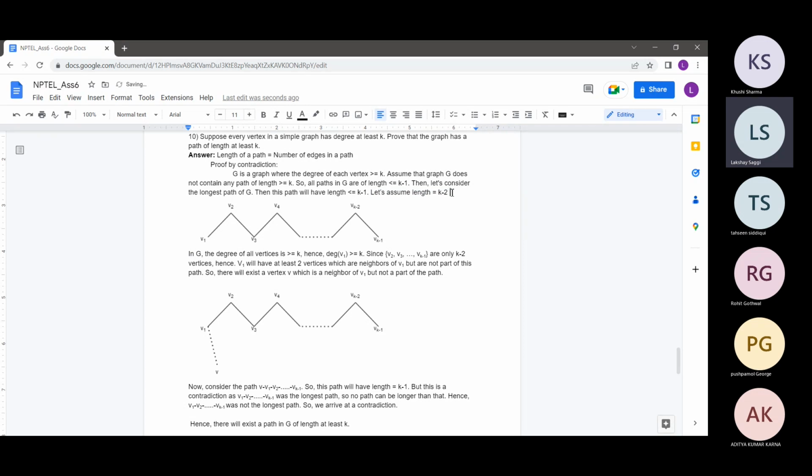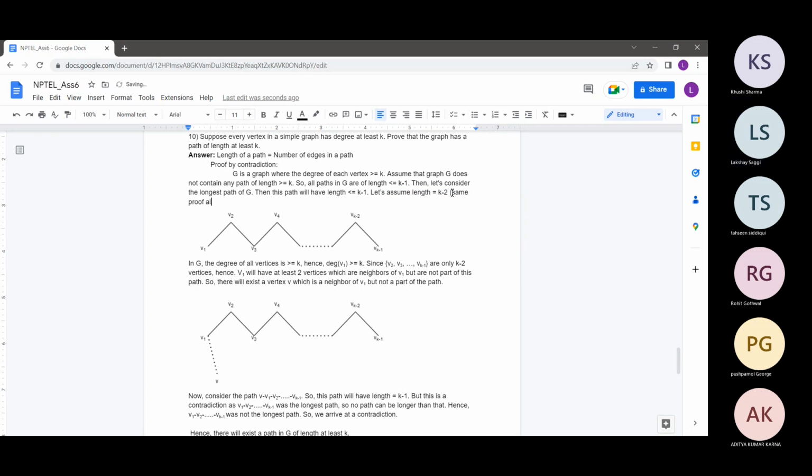The same proof also works if we take length equal to k minus 1. I would say it is homework for you guys. All paths will have length less than or equal to k minus 1, so length can be k minus 1 or k minus 2 or anything. I took k minus 2 and proved it for this. If I take k minus 1, the same proof will work, but I'll leave that as a homework exercise for you guys. Try it yourself.